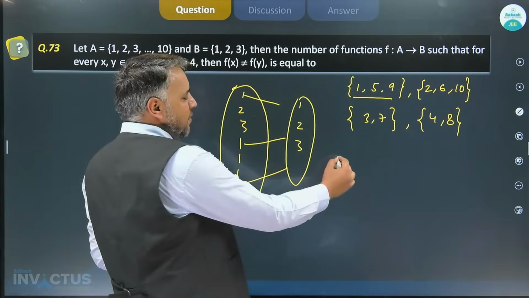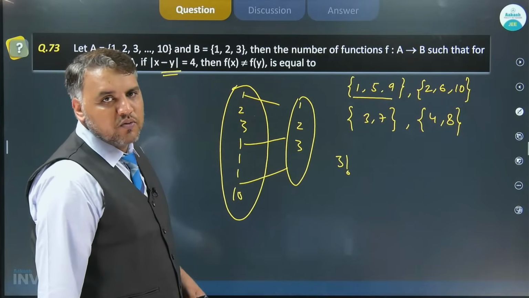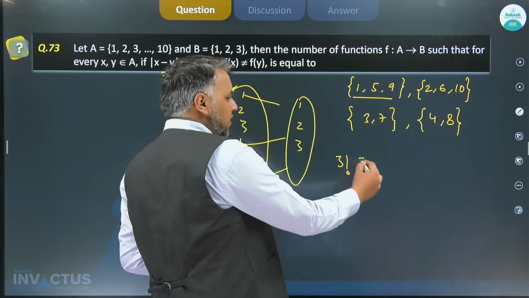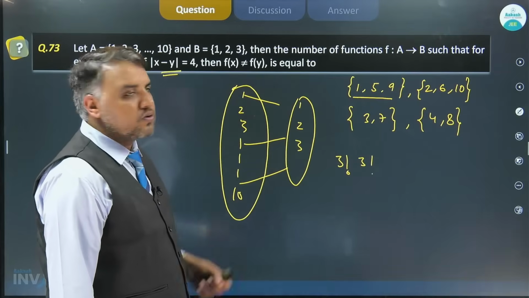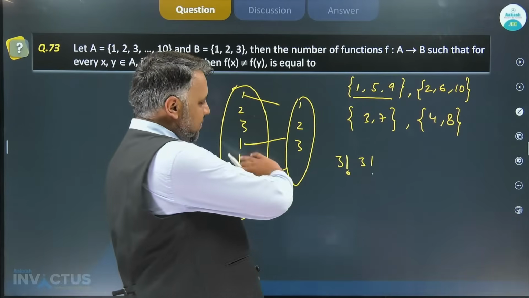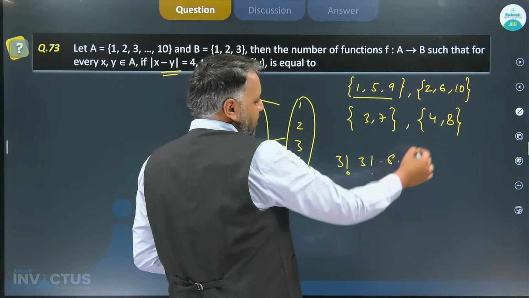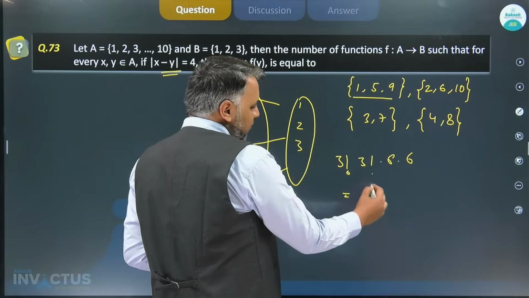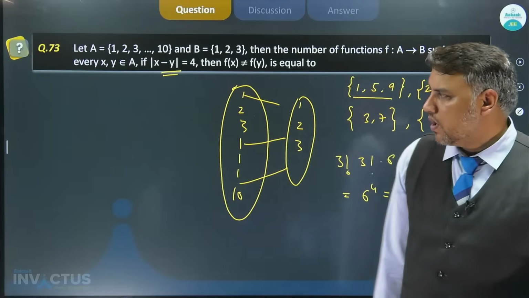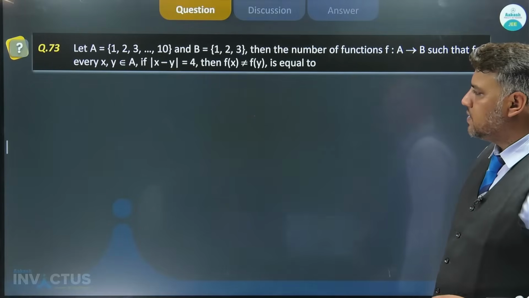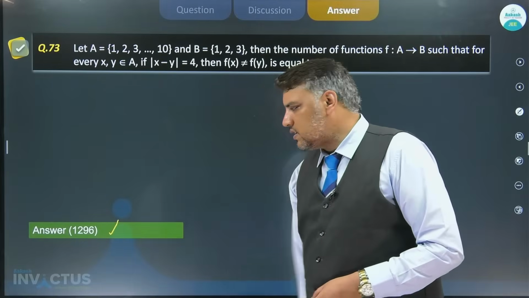So the number of ways will be 3 factorial. Simply for 2, 6, 10, we have to arrange them on 3 different values, so 3 factorial. For 3 and 7, 3 can go to 3 places and 7 will go to 2 places other than the place where 3 mapped. So again this will be 3 into 2, means 6. For this again 6. So this is 6 power 4. I think you can easily calculate this. Right? So 1296. So this is the answer.